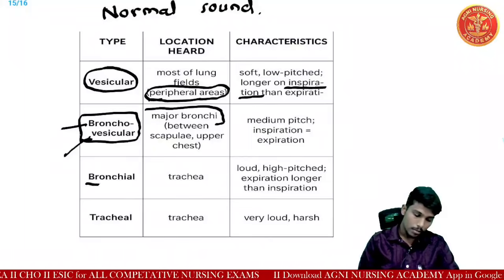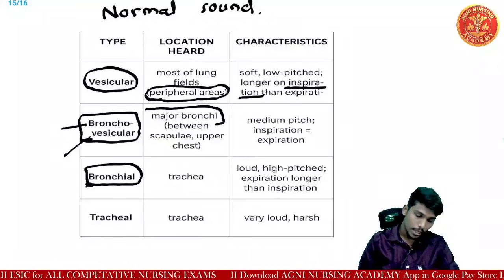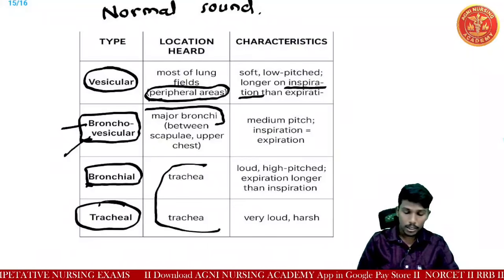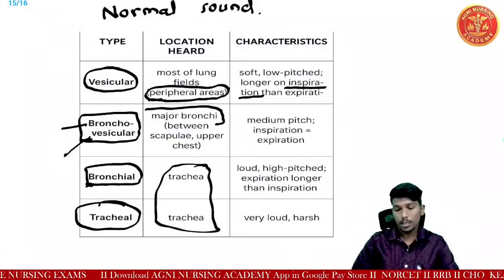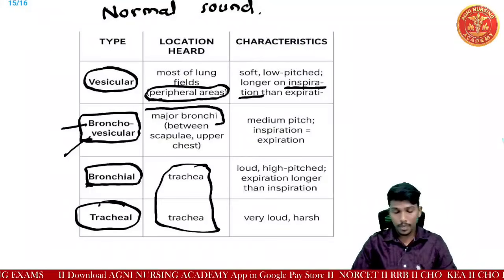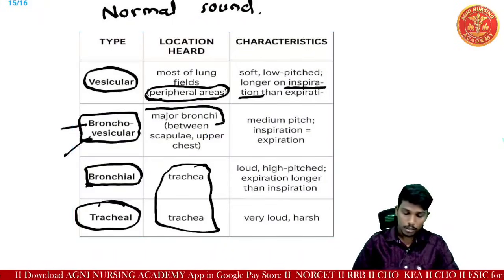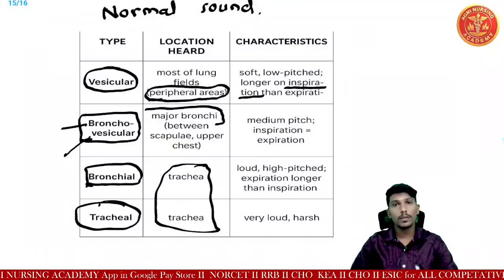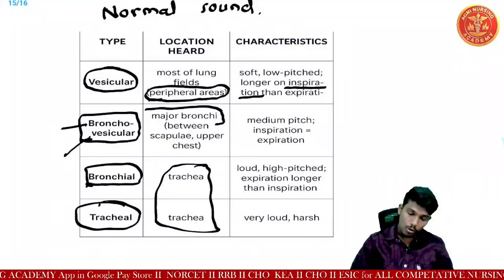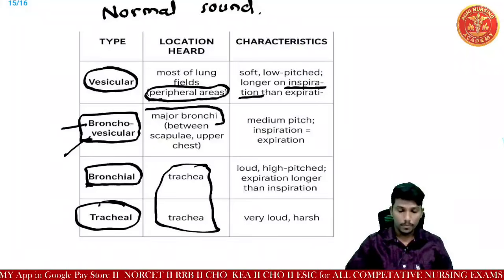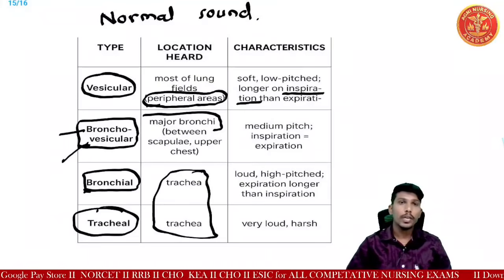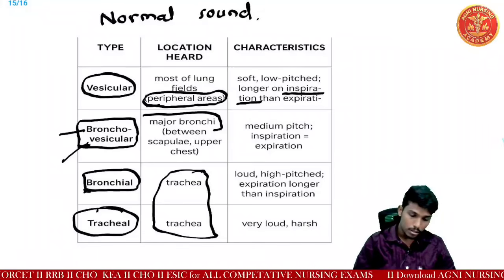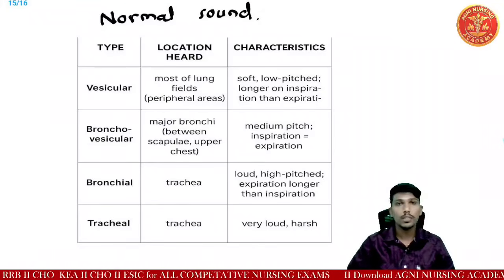Then the third one is bronchial. Bronchial and tracheal, these two are the same. We can hear the sound on the trachea itself. The characteristics of this sound are loud, high pitch, and harsh. This is also longer on the inspiration. These are the normal sounds. You can take a screenshot of this normal sound image. I will remove this point.